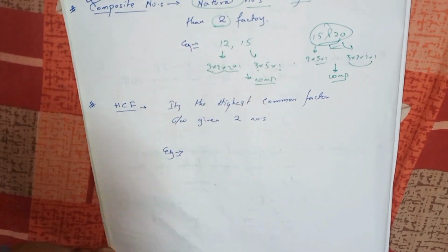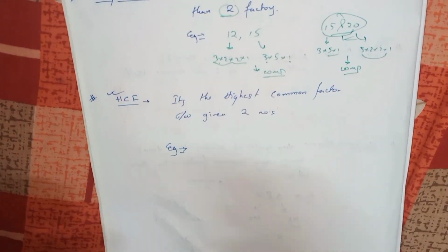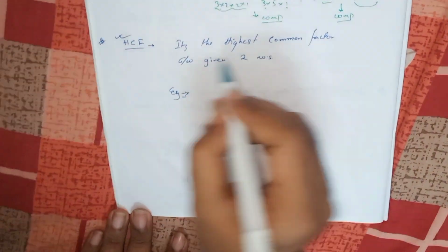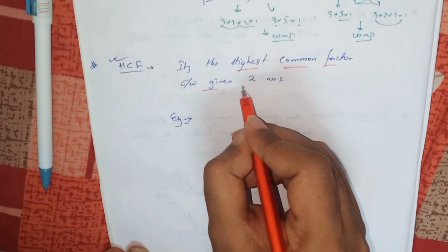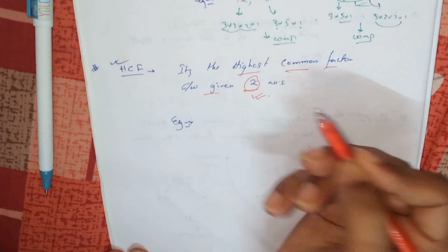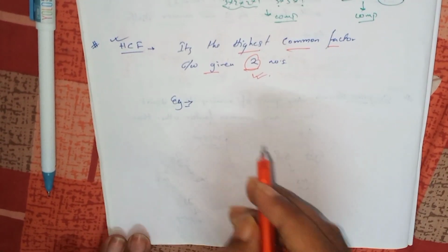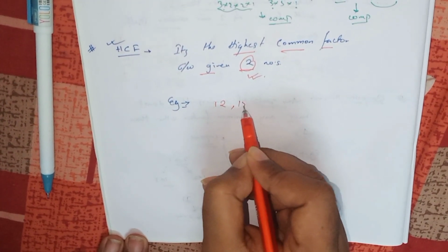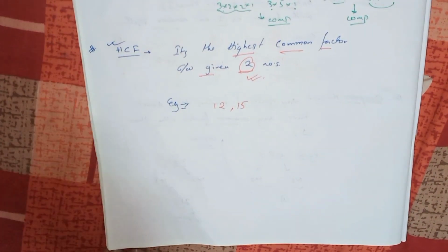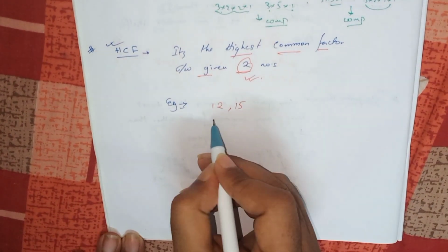Okay, let's come to the topic HCF. Basically, what is HCF? It's the highest common factor between given two numbers. The examiner will ask, find the HCF of, let's say, 12 and 15. Okay, what we need to do? We will just prime factorize it.